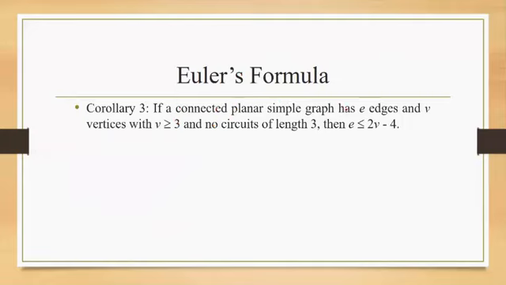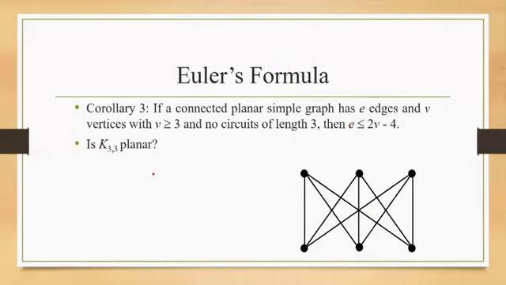If a connected planar simple graph has E edges and V vertices and no circuits of length 3, in that case our edges should be less than or equal to 2V minus 4. Now we will be checking for K33 whether it is planar. Do we have a circuit? No circuits of length 3 are present, so we can check this. The number of edges is 9. Is 9 less than or equal to 2 times 6 minus 4, which is 12 minus 4, that is 8? No, this is false. Hence this K33 is not planar.